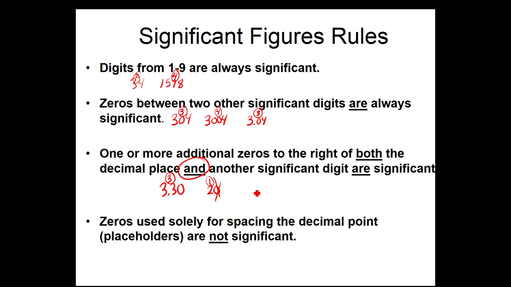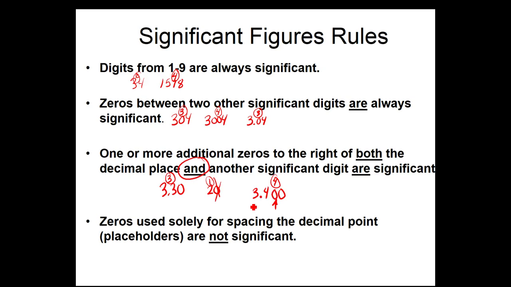How about the number 3.400? So is this first 0, is that to the right of the decimal place? Yes. Is it to the right of a number? The 4, yes. So it counts. Is this 0 to the right of the decimal place? Yes. Is it to the right of a number that counts? Yes, the 0 and the 4. So that one has 4.